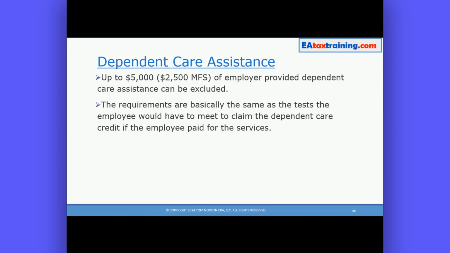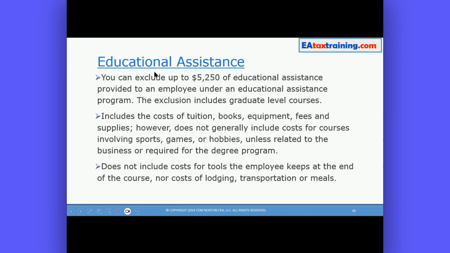Dependent care assistance of up to $5,000 per employee can be provided and excluded. If the employee is married filing separate, they only get $2,500. The requirements here are basically the same as the tests that the employee would have to meet to claim the dependent care credit that we talked about in part one. But up to $5,000 of employer-provided dependent care assistance can be excluded. That's the number you will want to remember for the exam.